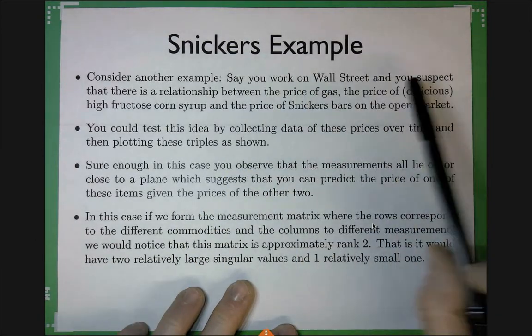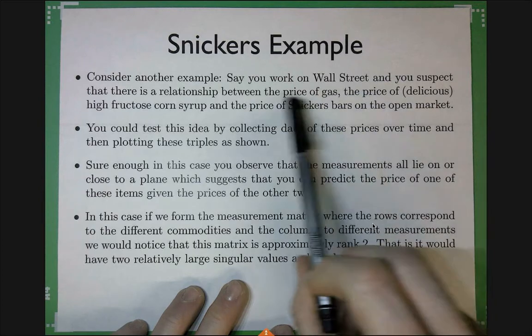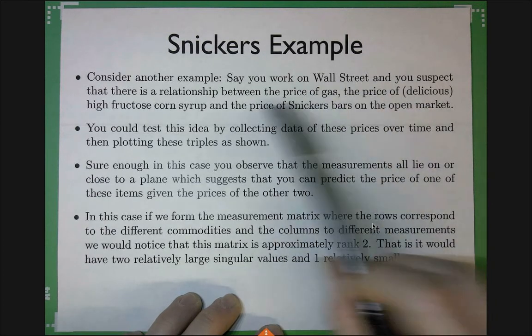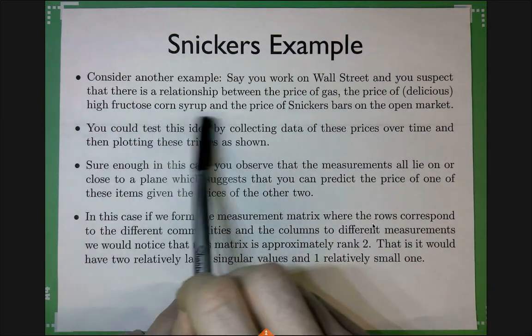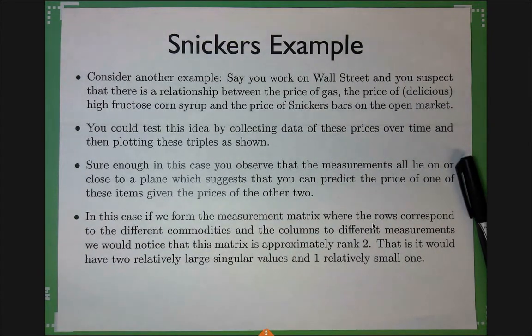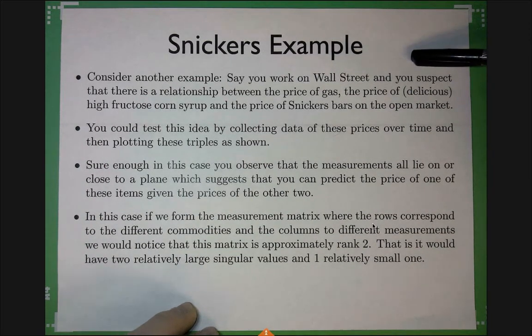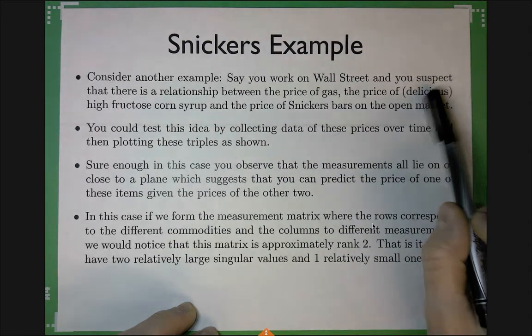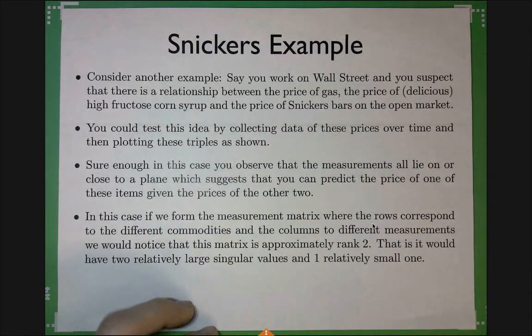Say you work on Wall Street and you are investigating prices of gas, delicious high fructose corn syrup, and Snickers bars. And you suspect there is a correlation between the three. There most likely is, right? So you do the same thing as you did with bears, except that now our measurements have 3 values: the price of gas, the price of corn syrup, and the price of Snickers bars. And we do it over enough samples over a long time.